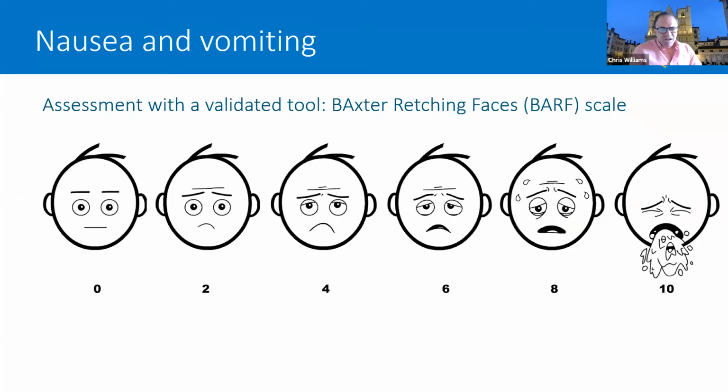And this is the kind of validated tool we've just included. This is assessment with a validated tool we use. I love this BARF scale. You don't forget that. The Baxter Retching Faces scale. It's used in pain management for little kids that really are needing to assess their nausea. Obviously, we know when kids are vomiting, but the key is nausea. And so we use this scale and we try and promote this scale for children, younger children, to rate their nausea.